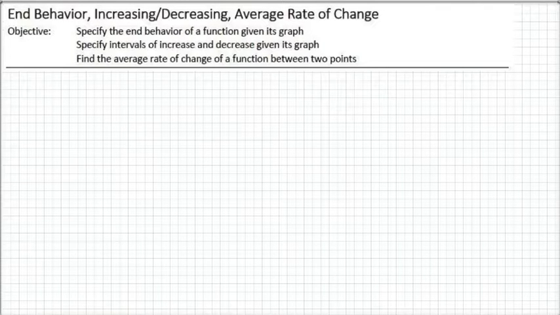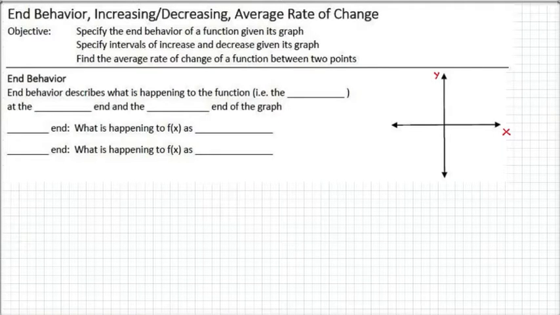Hello class, so in this section we're going to be looking at a variety of things. We're going to be looking at end behavior of a function. We're going to be looking at increasing and decreasing intervals of a function. And we're also going to be looking at average rate of change of a function between 2 points. So let's start off with end behavior.